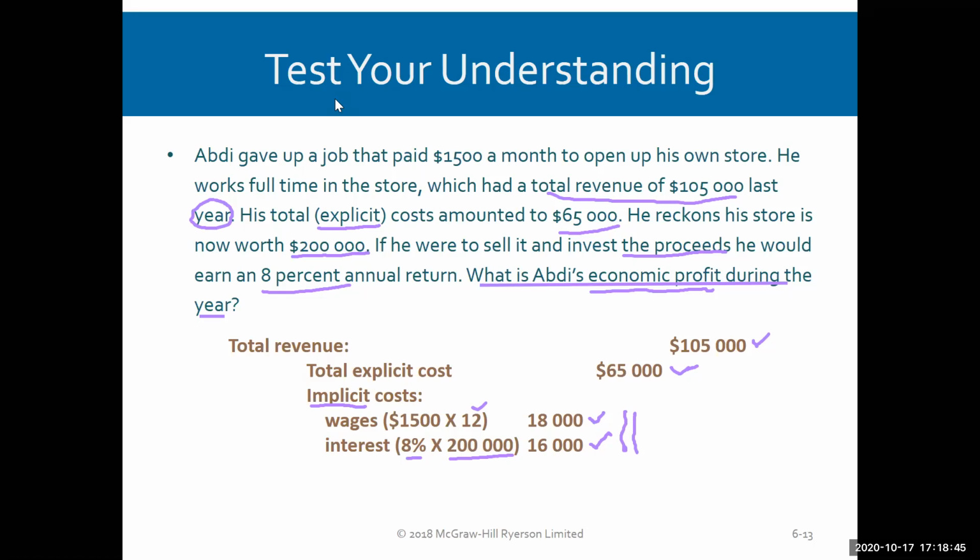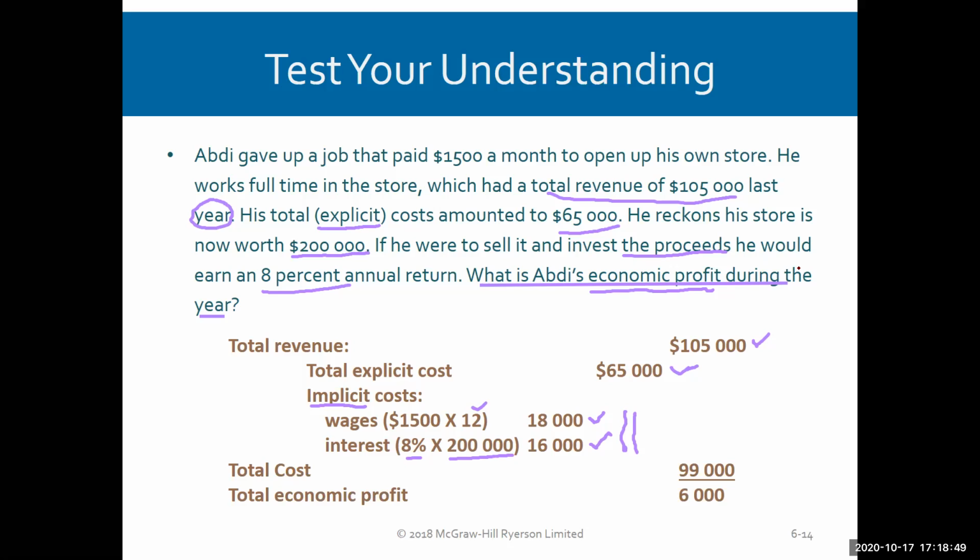So then now we've got all our costs together. We just subtract. We look at our total revenue of 105,000. Then we add up our total costs, which is 65,000 plus 18,000 plus 16,000. Our total costs are 99,000. And in the end, the total economic profit is 6,000. Now remember, along the way, I calculated, at least mentally, the accounting profit of 40,000. But when you take into account the implicit costs, the total economic profit is 6,000.